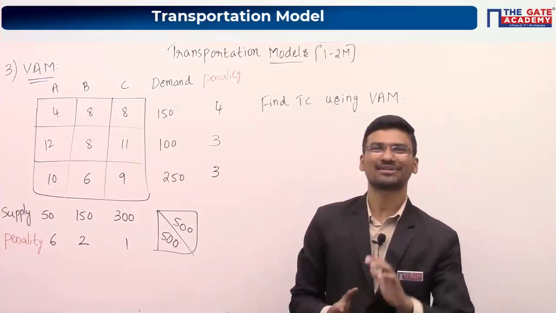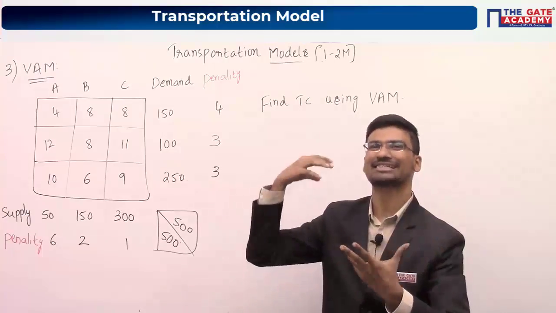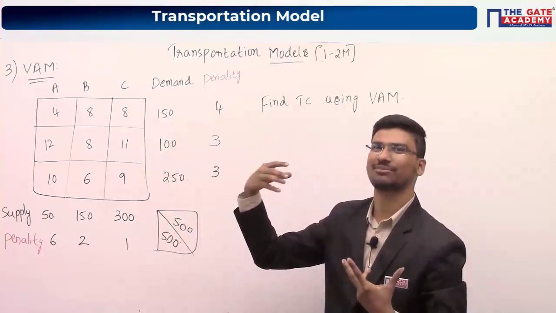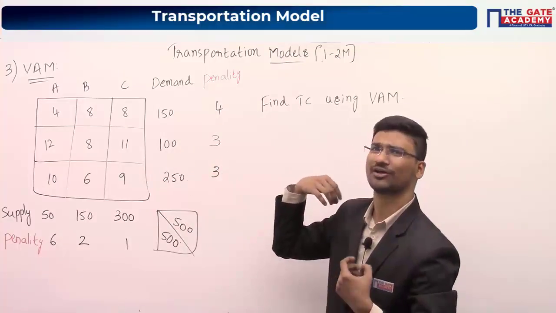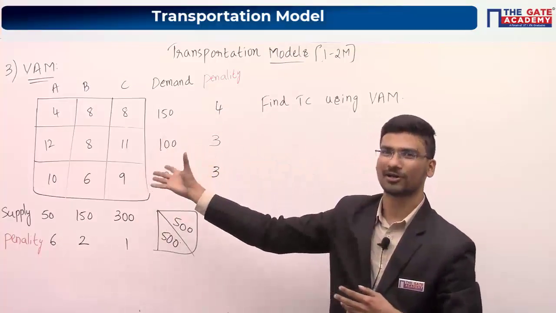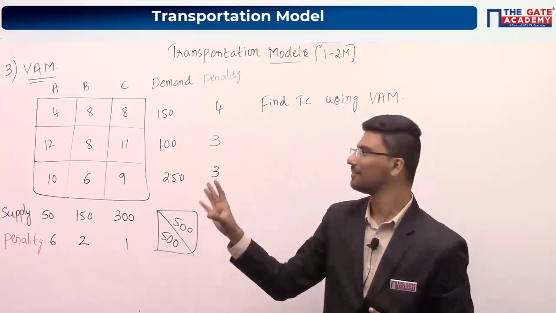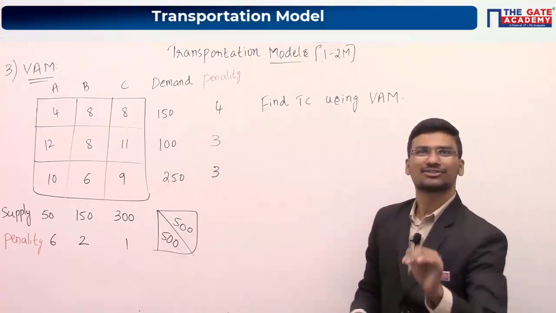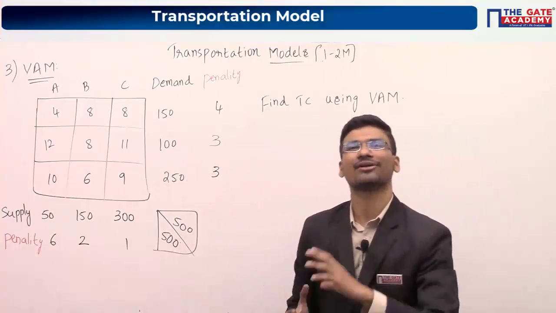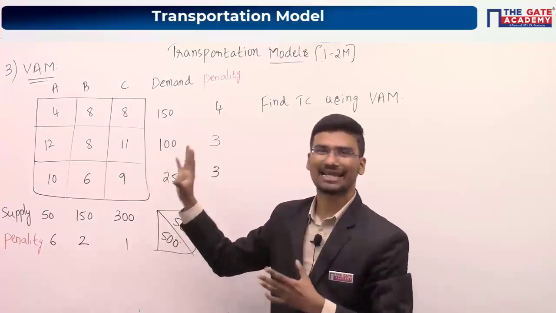So maybe in colleges you might have studied. You might have just remembered that we have to allocate in the maximum penalty column or row. Maybe you might have remembered like that. But the reason is this one. Okay. So Anurag, for you I am repeating. People who have not understood, you can listen again.